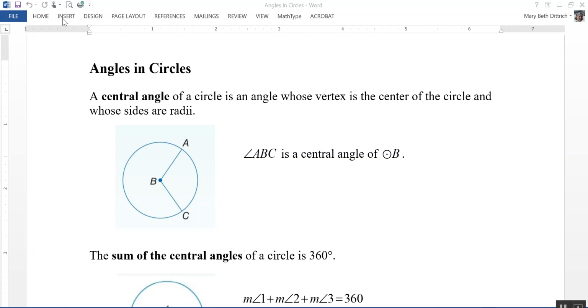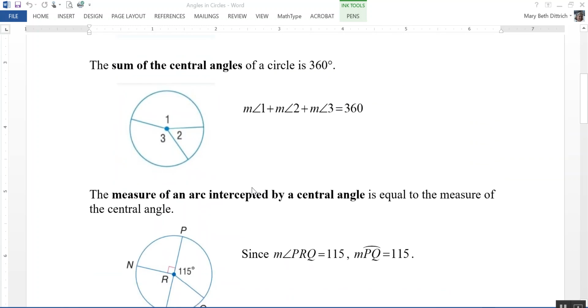This video is on angles in circles. A central angle of a circle is an angle whose vertex is the center of the circle and whose sides are radii of the circle. So for example, for circle B here, angle ABC is a central angle because B is the center of the circle and that is the vertex of that angle.